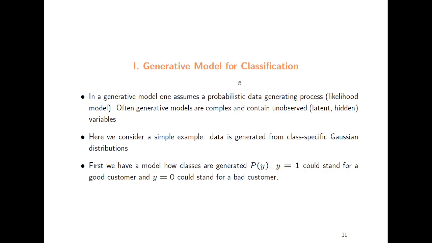Another thing we have to model is the probability that a class occurs. So if y equals 1 stands for good customer and y equals 0 stands for bad customer, then P of y would give us the probability of good customers versus bad customers. This can often be simply estimated based on the available training data, or you have a good guess about that. So that's not so difficult. In our case, it's just one number, because the other probability is 1 minus that number. So very simple.